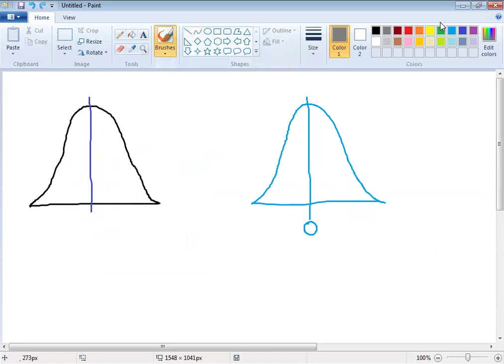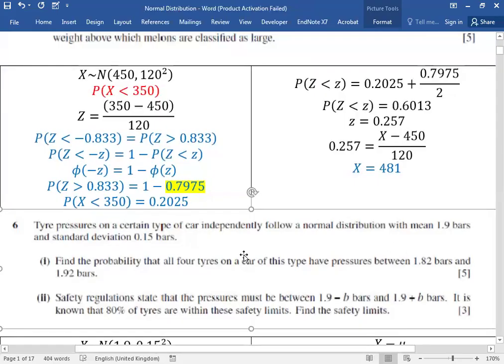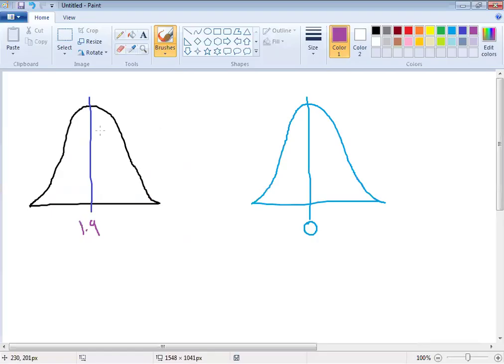So what is the mean? The mean is 1.9. And the standard deviation is 0.15 bars. What does the question want? Where will 1.82 and 1.92 come? Ahead is 1.92. And what about 1.82?